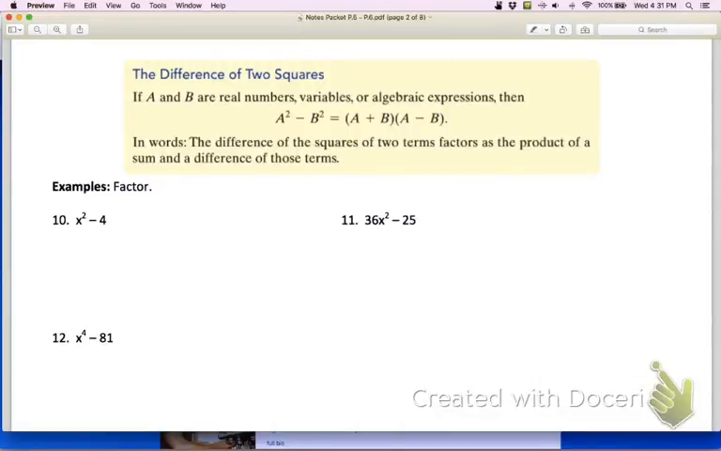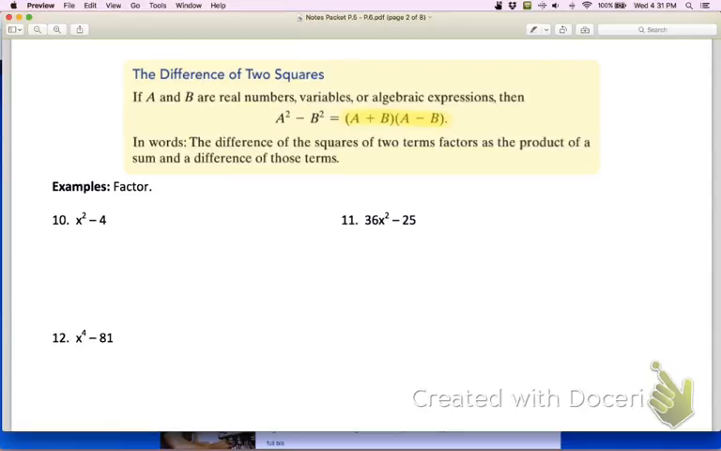So the first thing that we're going to look at is the difference of two squares, which is basically the same thing we've already looked at, but in reverse. We've already looked at how we could multiply a sum and a difference. Whenever I have a plus b, a minus b, that always multiplies to give us a squared minus b squared. Well, if we notice that I am subtracting two perfect squares, then the reverse of that is also true.